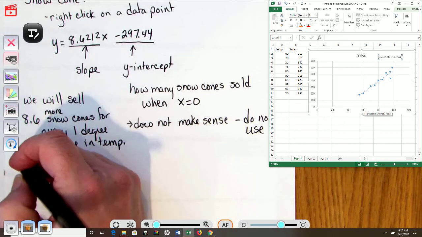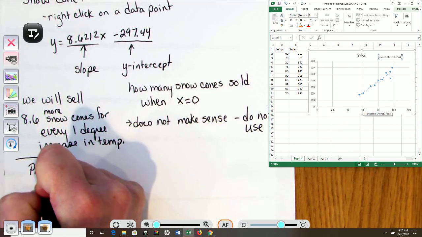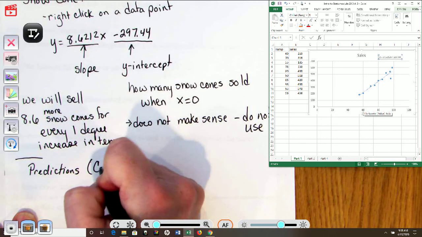What we can do with this line is we can do some predictions. We can use it to do some calculations and predictions.